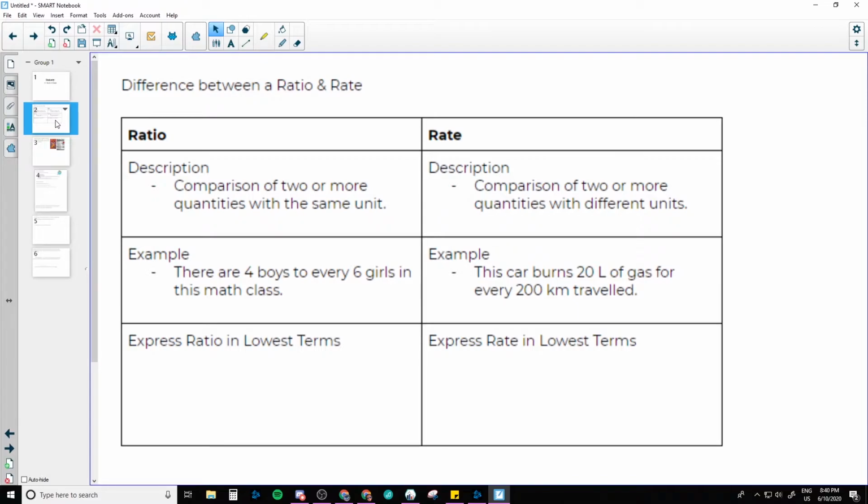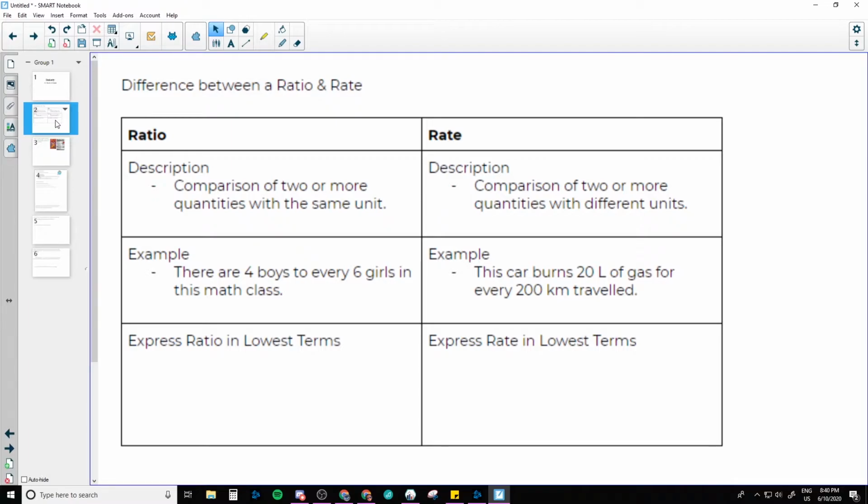A rate, on the other hand, you'll see these really often in things like fuel efficiency. So here in Canada, we see a lot of vehicles being advertised with how many liters per 100 kilometers, or if you're looking at American advertisements, they might give you miles per gallon. Okay, that is a rate. You have 2 different units.